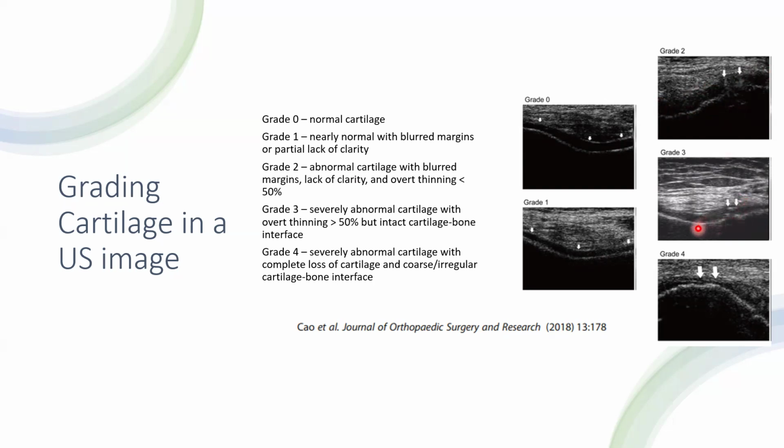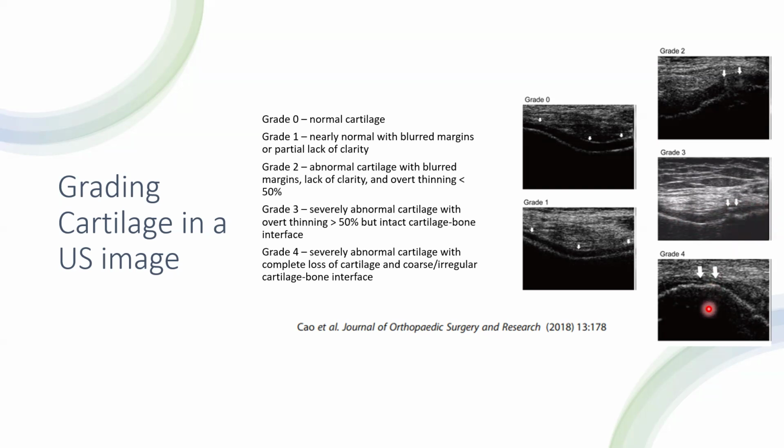Grade 3, it just continues this trend. Now the thinning is more than 50%. So the basic bone cartilage interface is still more or less intact, but now the thicknesses are down to less than a millimeter in places where they should be 2 millimeters.